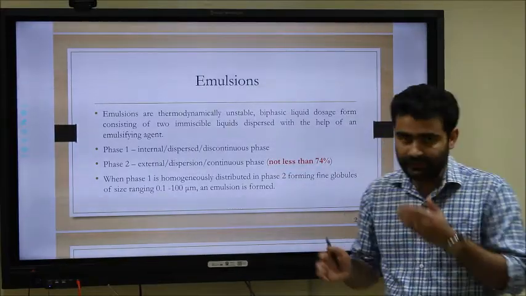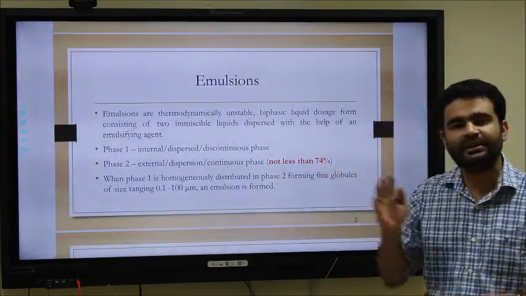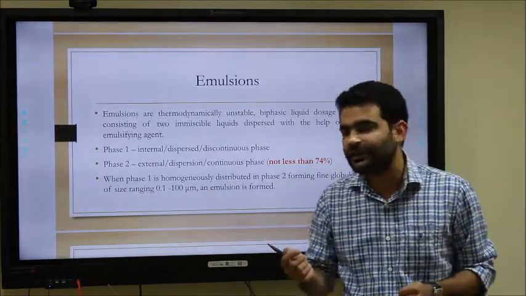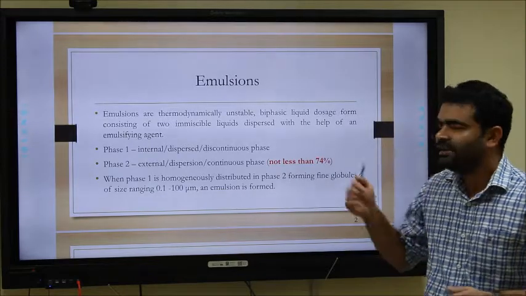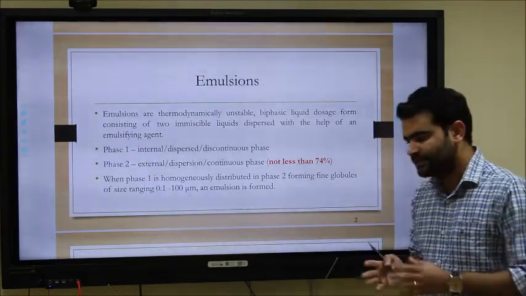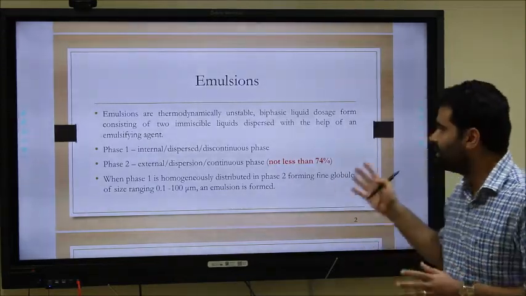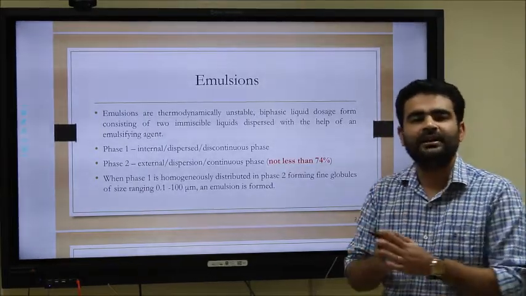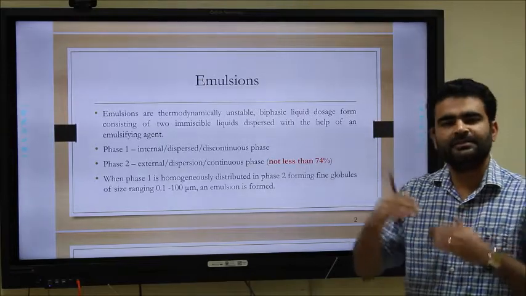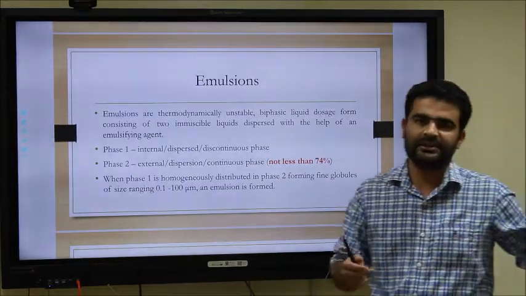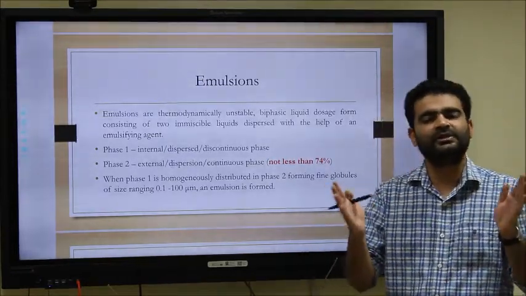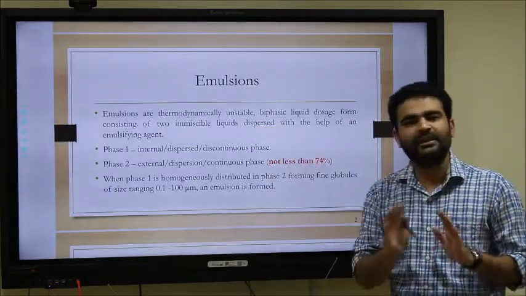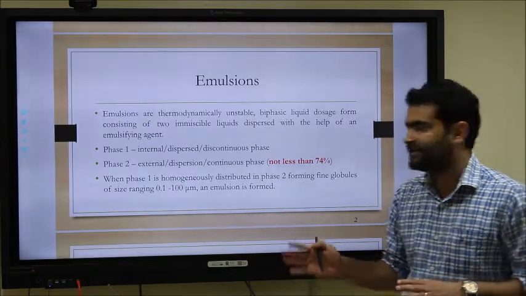Okay, so for emulsions, first we will start with the introduction. Emulsions are thermodynamically unstable liquid dosage form preparations consisting of two immiscible liquids dispersed with the help of an emulsifying agent. In the definition, we say they are thermodynamically unstable. That means upon the application of heat, the emulsion will crack and phase separation will occur. The oil phase will separate and the water phase will separate, and both liquids will again become immiscible in each other. This means thermodynamically unstable upon the application of temperature.